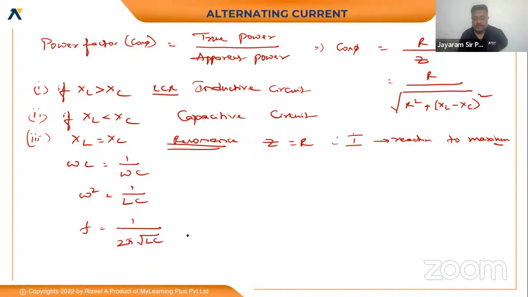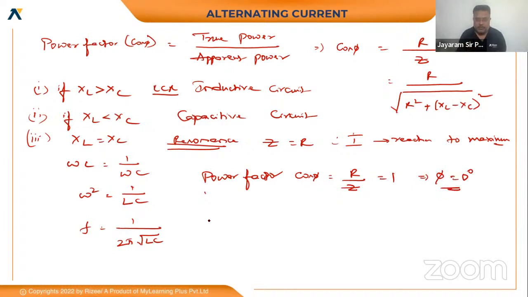Okay, so now in this case, what will the power factor be? Power factor, that is cos phi, is equal to the adjacent side R by Z. And the Z value is also equal to R, so cos phi is equal to 1. Since cos phi is equal to 1, the phase difference is equal to 0.